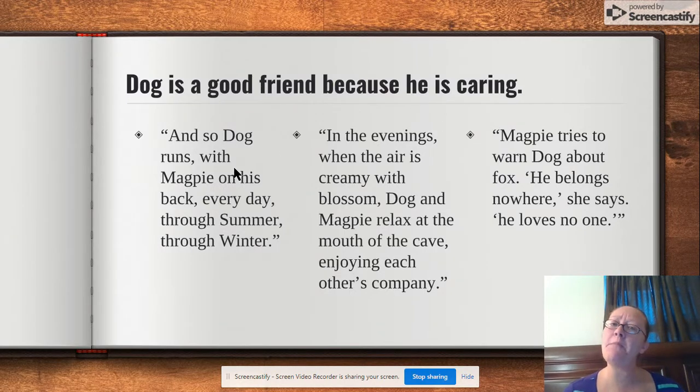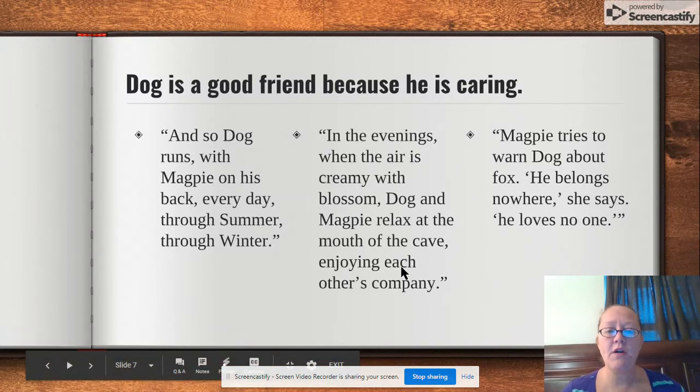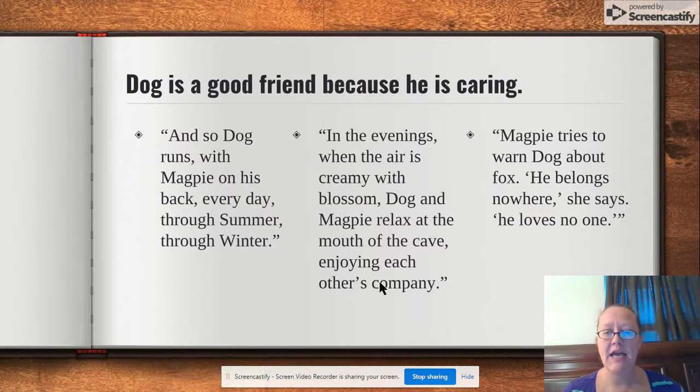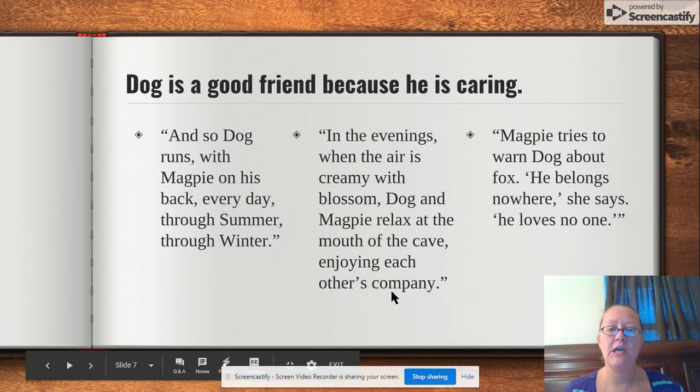So I think this might be a good quote to use, but I'm going to test my other ones too. I might find a better one. "In the evenings when the air is creamy with blossom, Dog and Magpie relax at the mouth of the cave, enjoying each other's company." Okay, so they enjoy each other's company, and that shows that they're friends, but it doesn't really show what Dog is doing to show caring. I don't know that this is the best match to support my reason and my thesis in my essay right now.